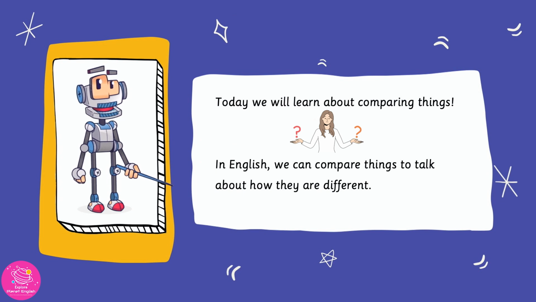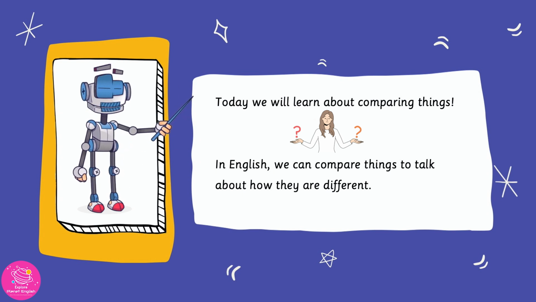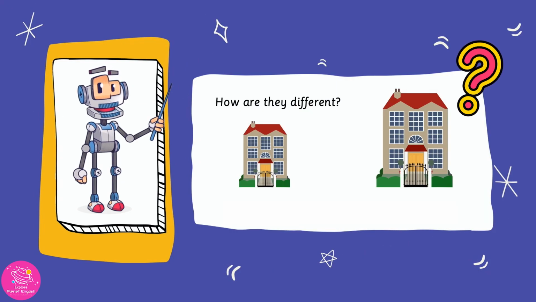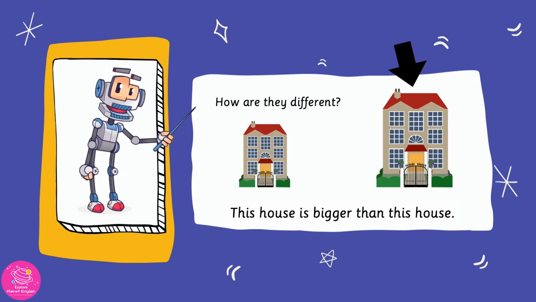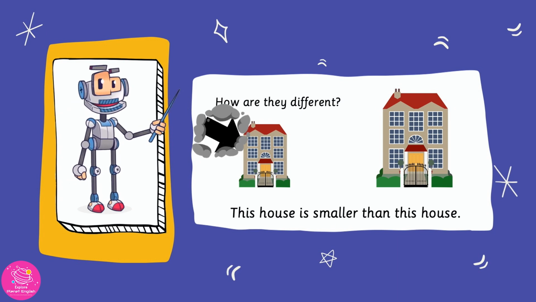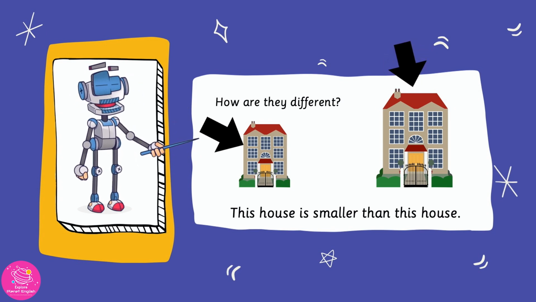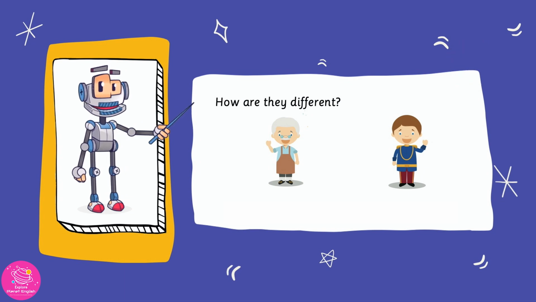Let's find out! Today, we will learn about comparing things. In English, we can compare things to talk about how they are different. How are they different? That's right. This house is bigger than this house. This house is smaller than this house. How are they different? Yes, that's it.